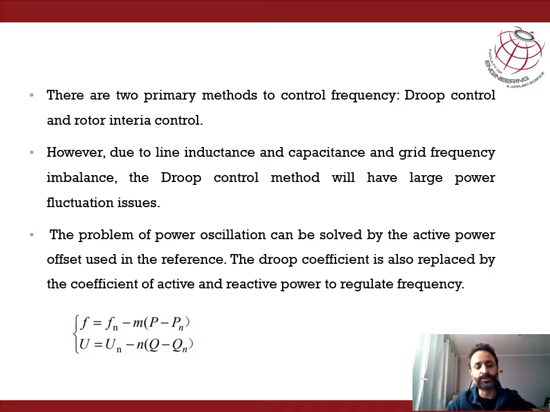So the droop control frequency is given by the rated frequency, and from that a factor is subtracted which is given by the droop control coefficient multiplied by the difference of the actual active power and the rated active power. A similar formula is applicable for the droop control voltage also.